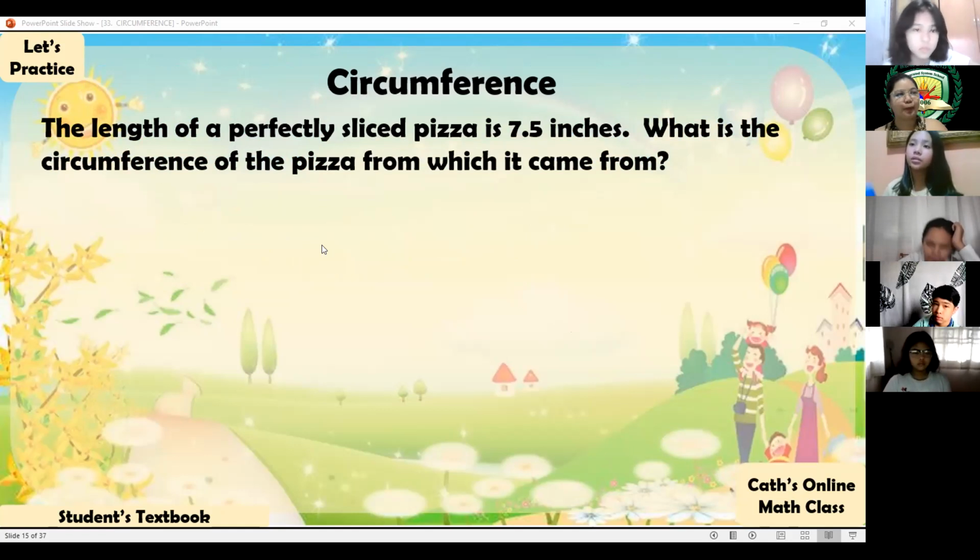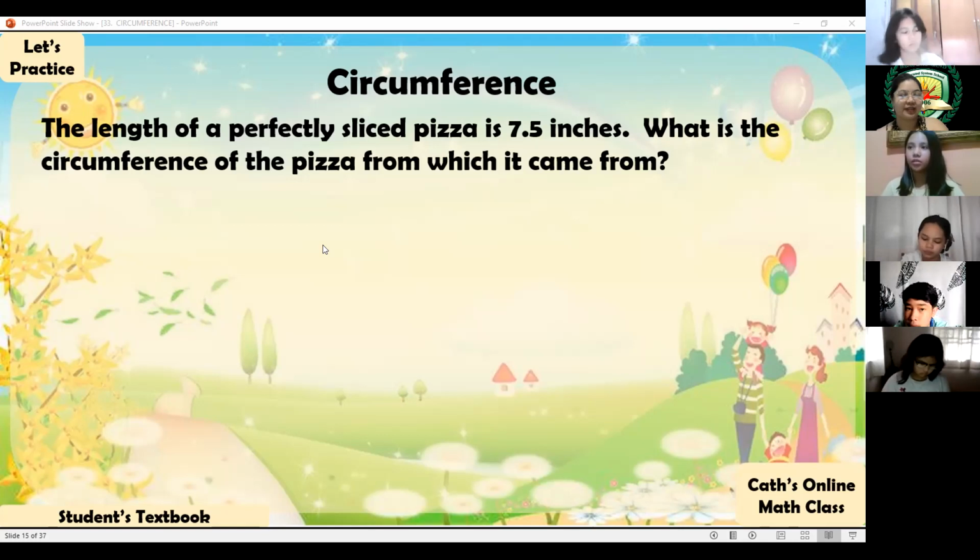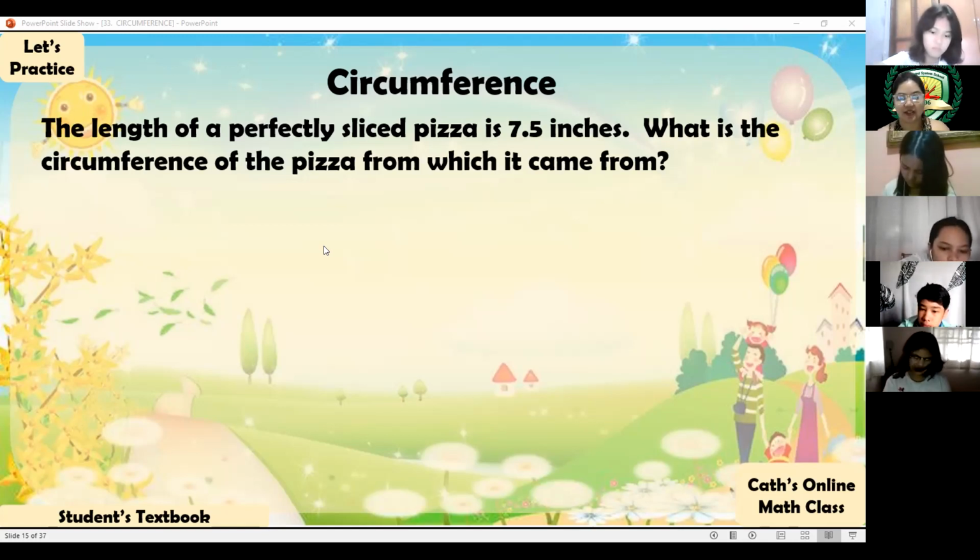The length of a perfectly sliced pizza is 7.5 inches. What is the circumference of the pizza from which it came? The length of the sliced pizza is 7.5 inches. Find the circumference of the pizza.